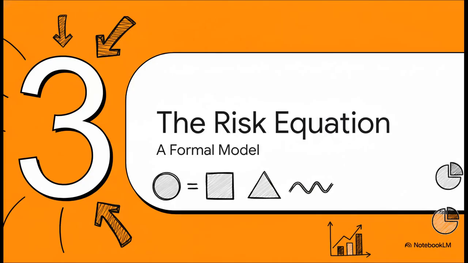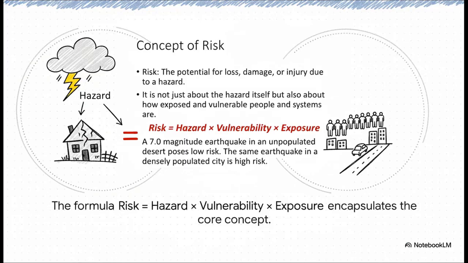Now, this relationship isn't just a loose concept. We can actually formalize it into a really important equation. And this formula is basically the theoretical centerpiece for all risk assessment. It's how we move from an idea to an actual calculation. And here it is. The academic model puts it like this. Risk is the product of three variables. It's hazard, the potential threat itself, times vulnerability, the susceptibility to harm, and times a crucial third piece, exposure.